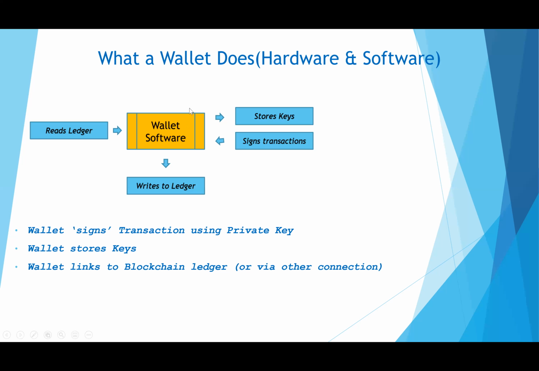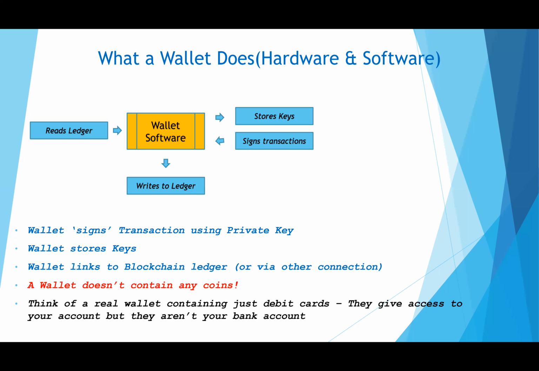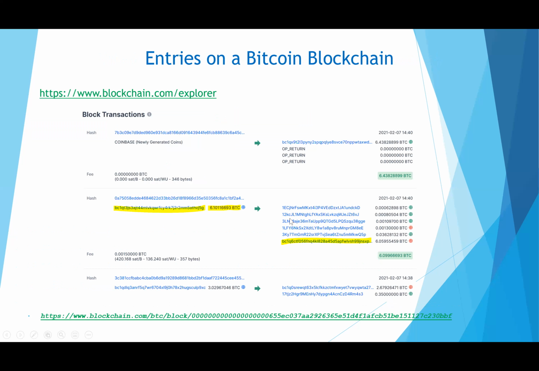Okay. And then finally, once that's all done, you have to remember a wallet doesn't contain any coins. I think of it like a real wallet with debit cards in it. What that means is that the debit cards give you access to your account, but they're not your actual bank account. And finally, the outcome of that is when we go on to the actual Bitcoin blockchain, we can see here a transaction I've highlighted in yellow, where it's going from this blockchain address of BC1Q, whatever it is, and it's writing out a whole load of transactions to other wallet addresses, including its own.